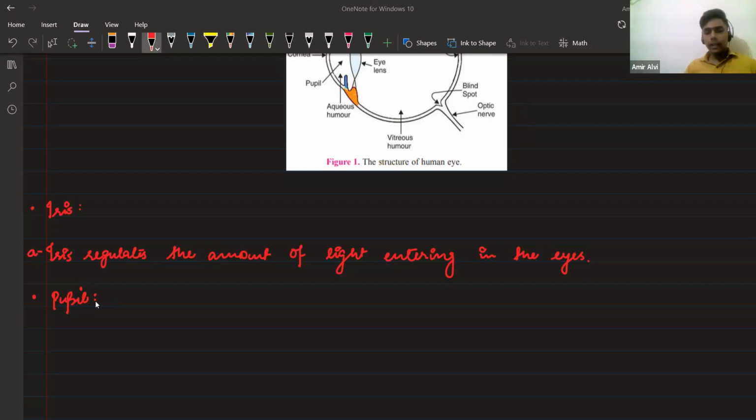If the amount of light has to increase in the eye, the pupil will expand. If you enter a dark room, you have to open your eyes very wide so that you can easily see everything, because there is no light. You have to expand your eyes so that more and more light enters, and you can easily see. Yes or no?